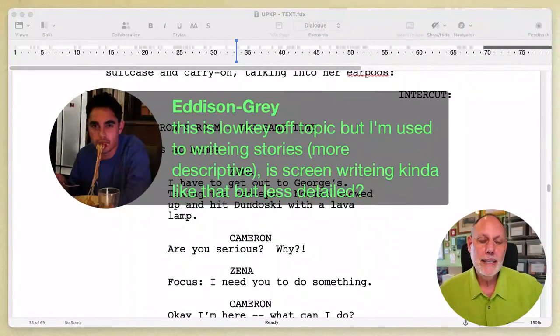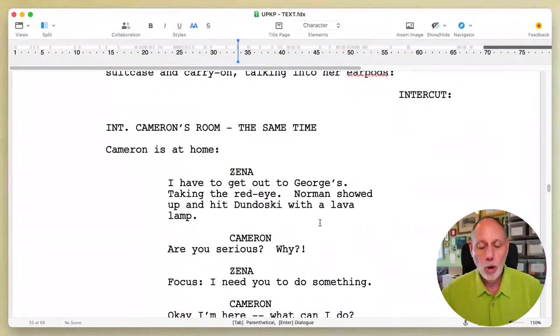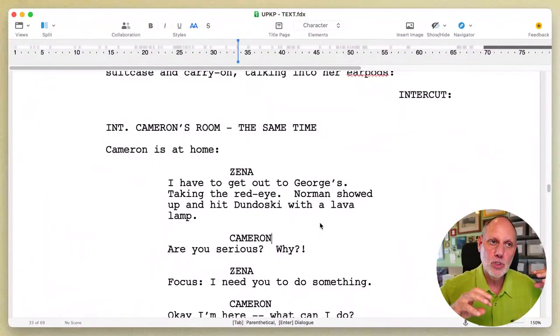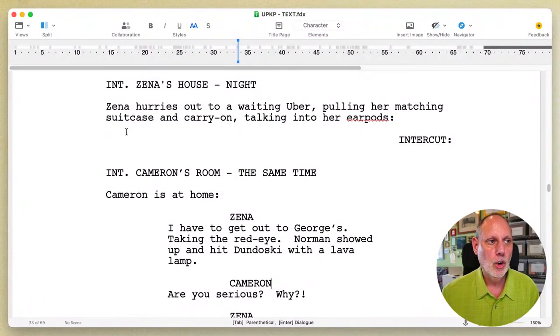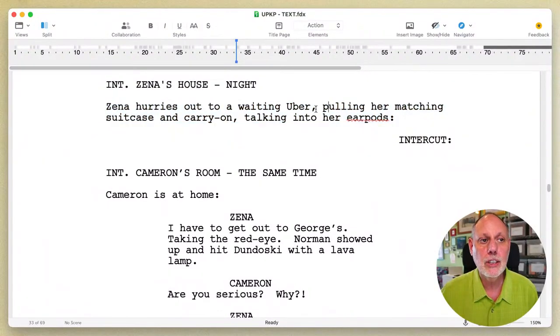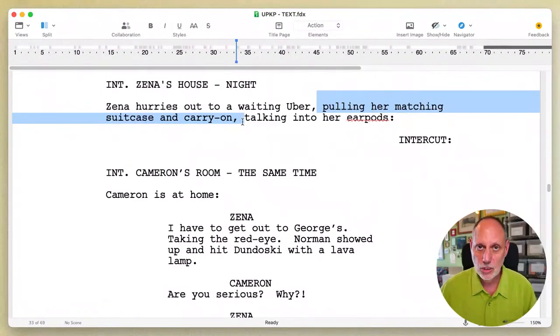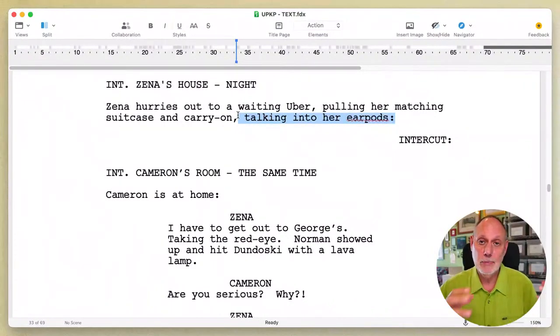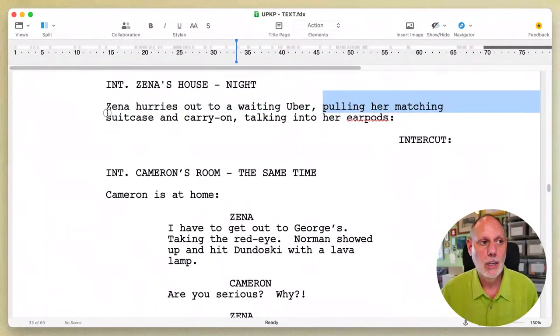You basically want to describe almost literally the minimum. It's not that you only describe what you can see or hear. It's that you only want to describe what will keep the story moving. So for instance, here, all I am trying to say is Zena hurries out to a waiting Uber, pulling her matching suitcase, because I want to say she is going to the airport, and I want to point out that she's got fancy luggage. And then talking into her AirPods because I have to establish that this is going to be a phone conversation. So that's it. Three actions described. Hurries out to a waiting Uber, pulling her matching luggage, talking into her AirPods. That's all I really need.